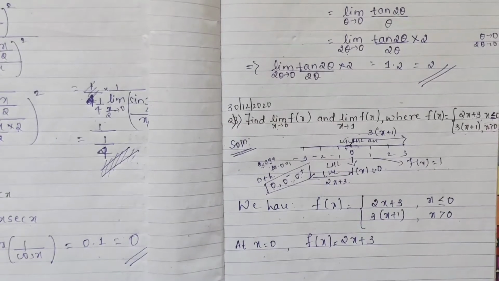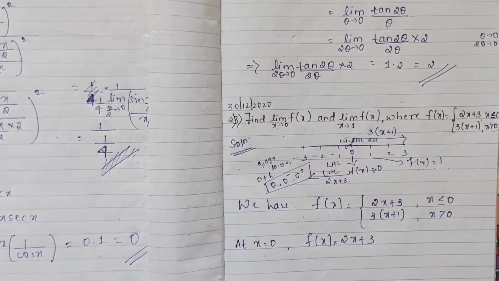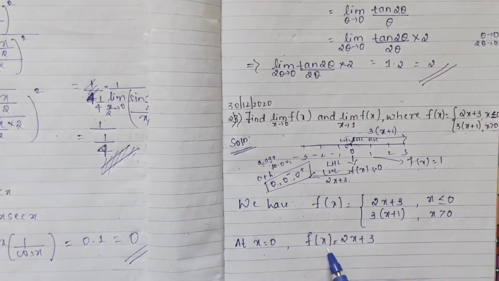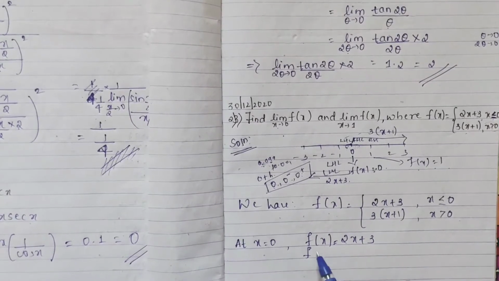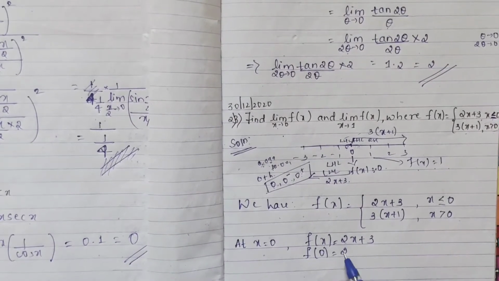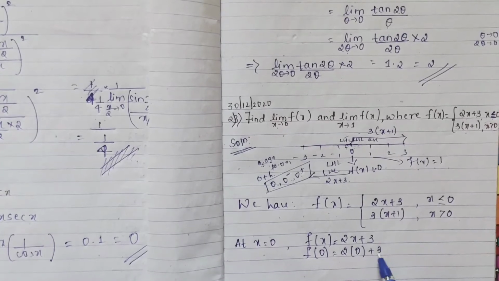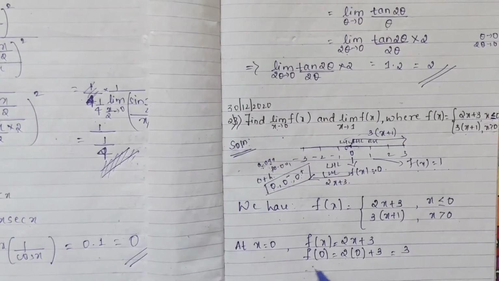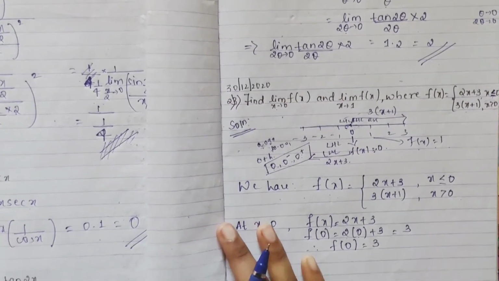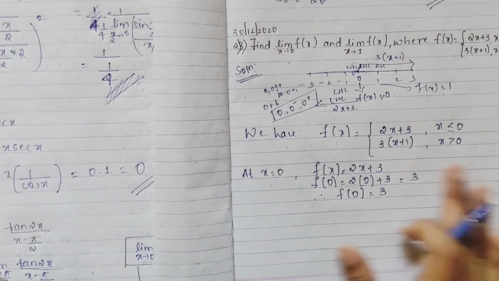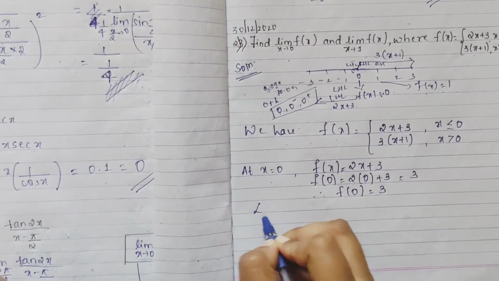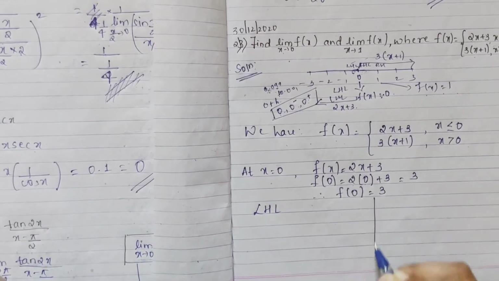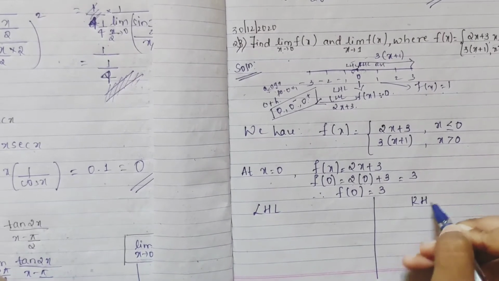Yes, 2x plus 3. So now what you have to do, at x equal to 0 means in place of x you have to put the value 0. So 2 times 0 plus 3. 2 into 0 is 0, 0 plus 3 is 3. So therefore f(0) you are getting as 3, right. Now we will check the LHL and we will check the RHL.